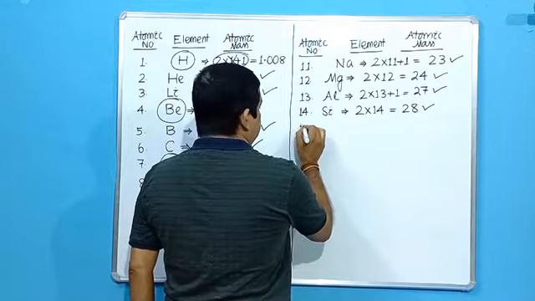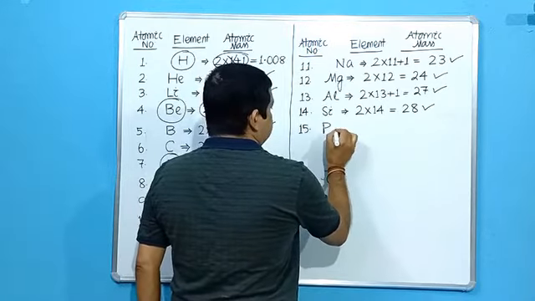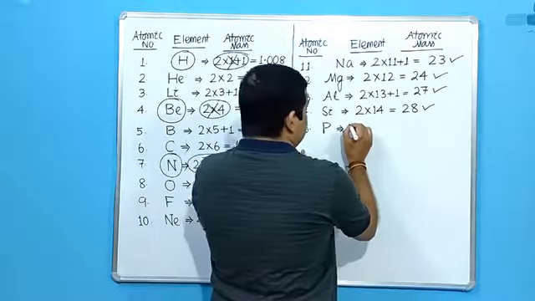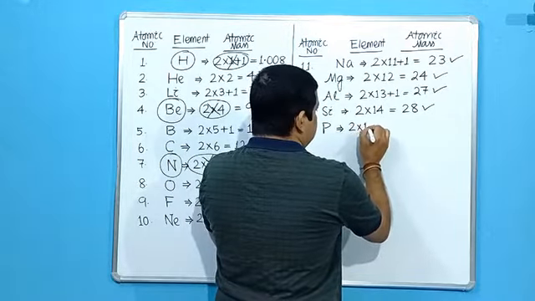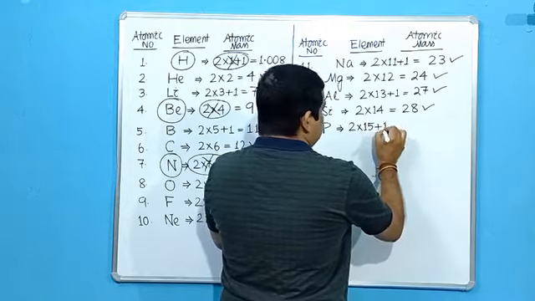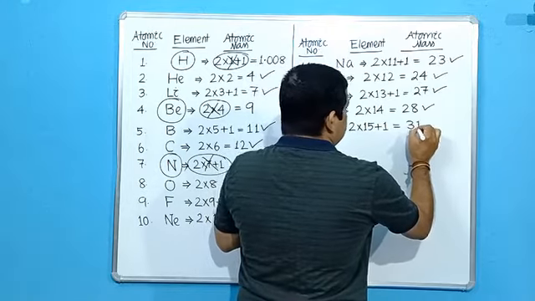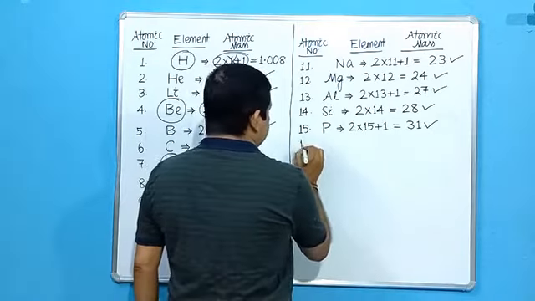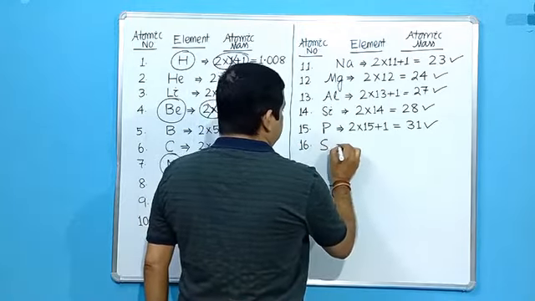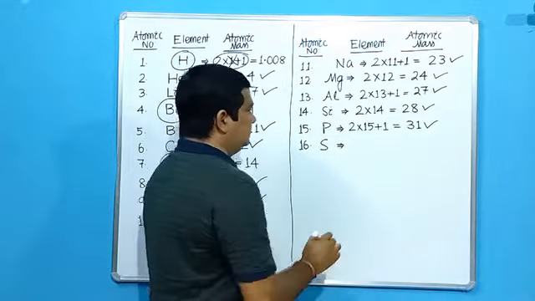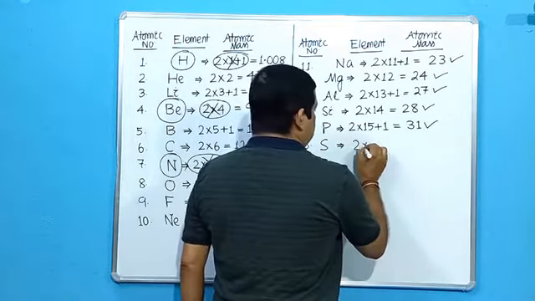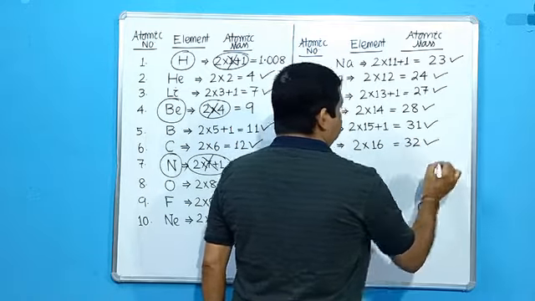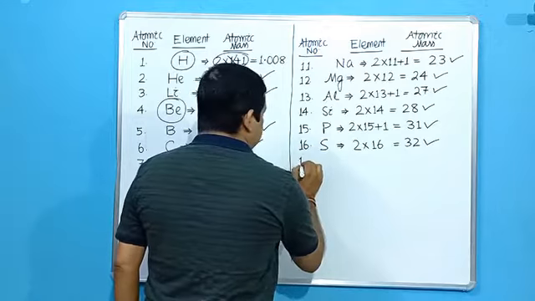Then 15, phosphorus, atomic number is odd. So what is the formula? Now 2 into Z, that is 15 plus 1, that is 31. Fits into the formula. Then 16, sulfur, atomic number is even. So atomic mass should be 2 into atomic number, 2 into 16, that is 32. Fits into the formula.